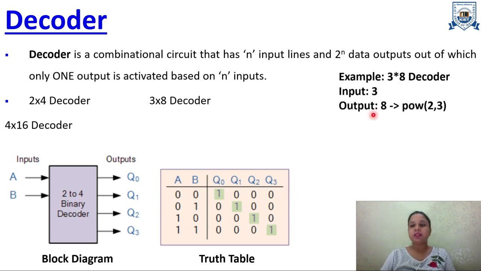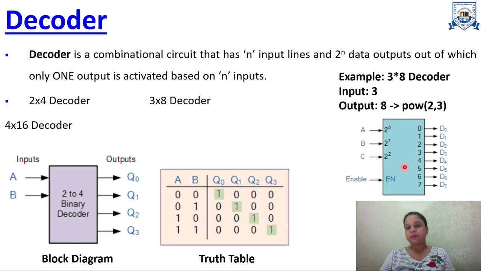Now let's take the example of a 3 into 8 decoder, as this one we will be using in our topic. So the number of inputs will be 3 and the number of outputs will be 8. 8 is 2 to the power 3. So 3 will be the number of inputs. Let's see the block diagram. These are the inputs and these are the outputs.